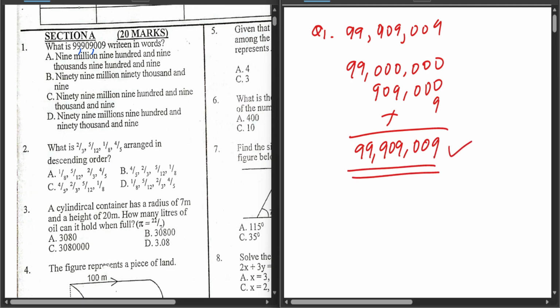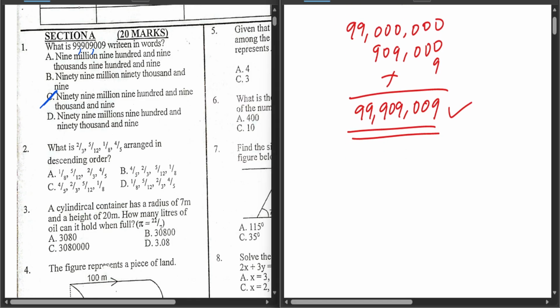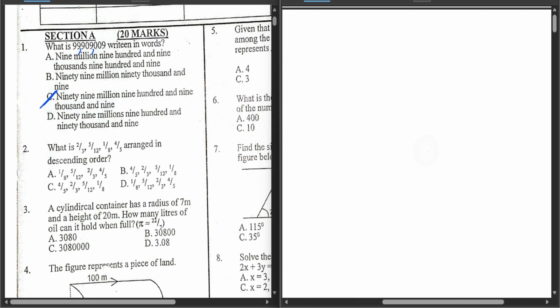So 99,909,009. Question 2. Let's go to this. Question 2. What is 2 over 3, 5 over 12, 1 over 8, 4 over 5 arranged in descending order? So 2 over 3, 5 over 12, or 1 over 8, and 4 over 5.